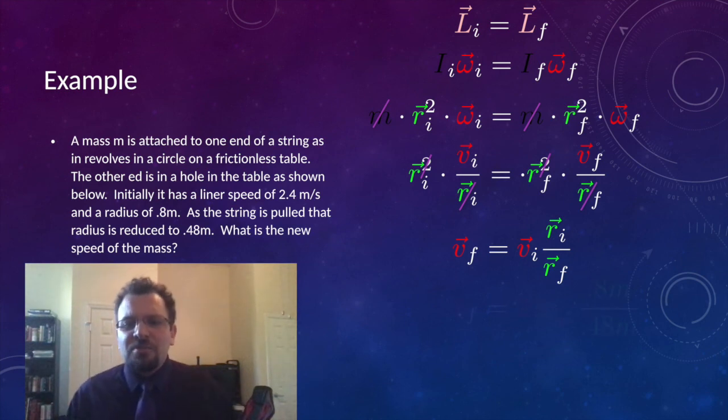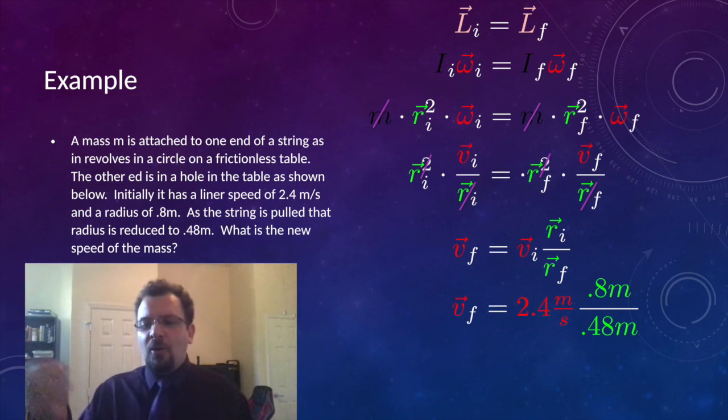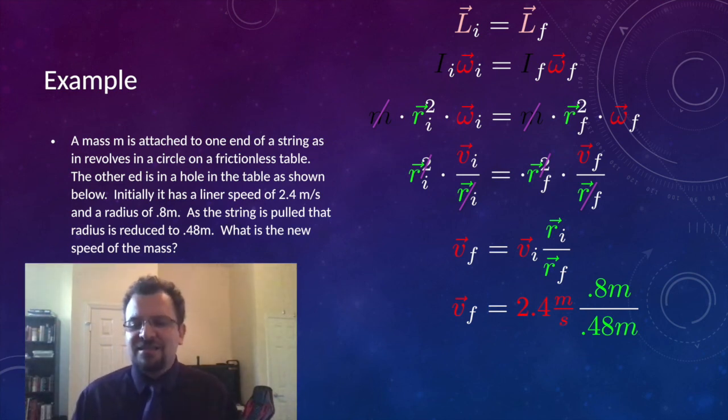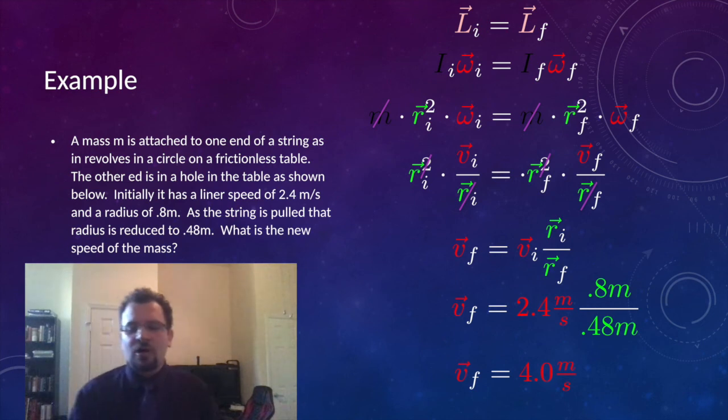So plug in some numbers in. 2.4 is our initial velocity. 0.8 meters is our initial radius, 0.48 is the final radius, and those numbers were chosen in order to give us a nice round answer of 4 meters per second. So, hopefully this is pretty easy for you.